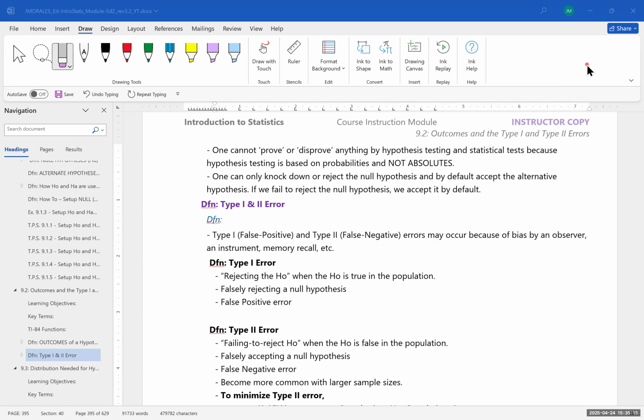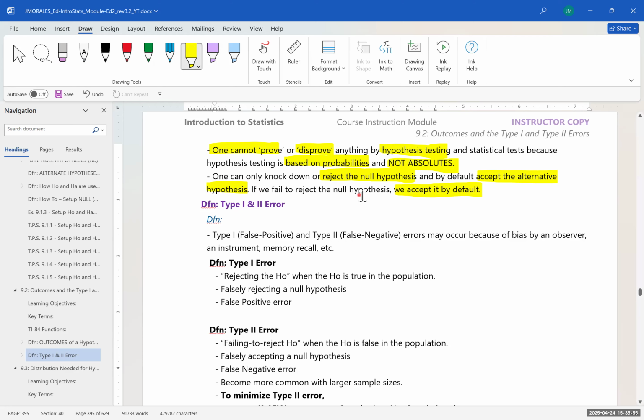Okay. So one cannot prove or disprove anything by hypothesis testing. Okay, can't prove or disprove anything by hypothesis testing and statistical tests, because hypothesis testing is based on probabilities and not absolutes. So one can only knock down or reject the null hypothesis and by default accept the alternate hypothesis. If we fail to reject the null hypothesis, we accept it by default.